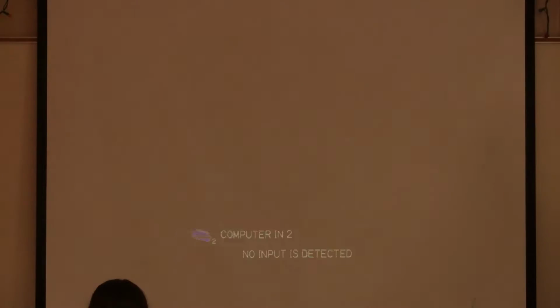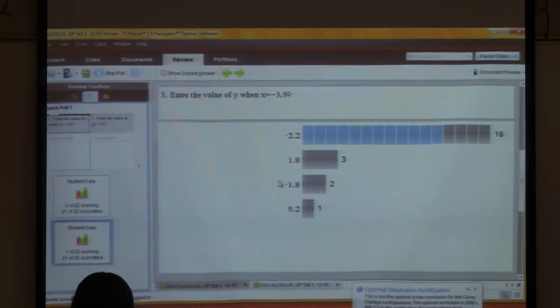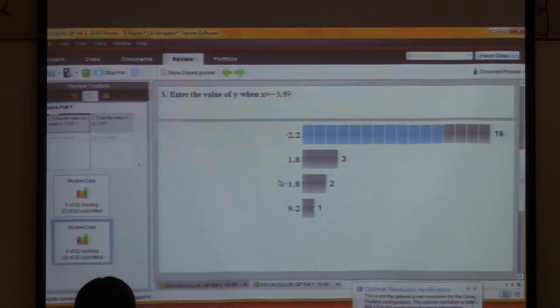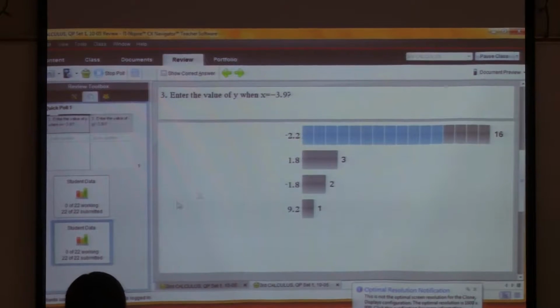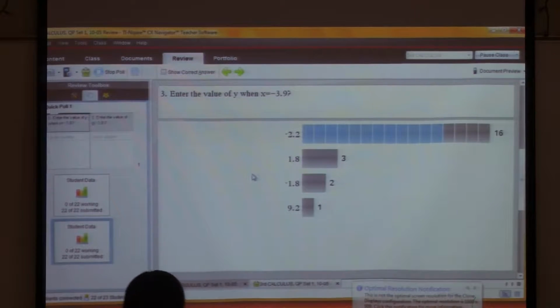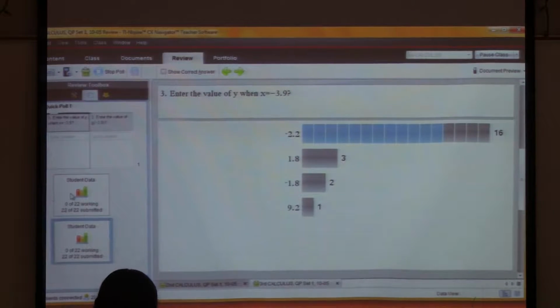Alright, so let's see what happened here. This is kind of a way of integrating technology into our classroom and using the Inspire and the Navigator together. I think it's pretty cool. So let's look at our results here. That's so cool. What did you put? I almost put negative 3.2.